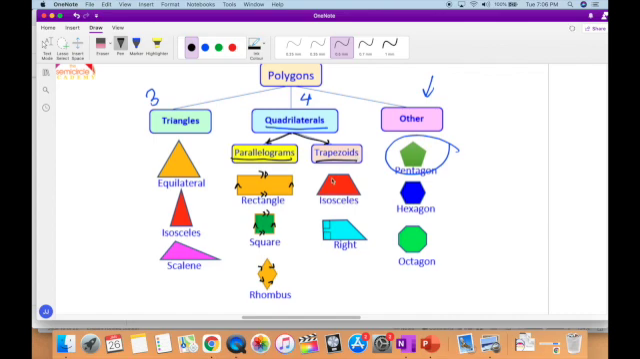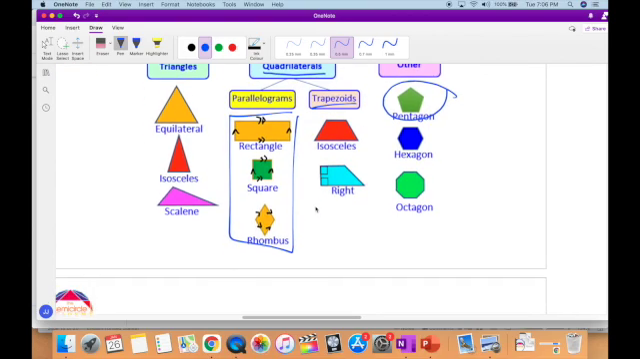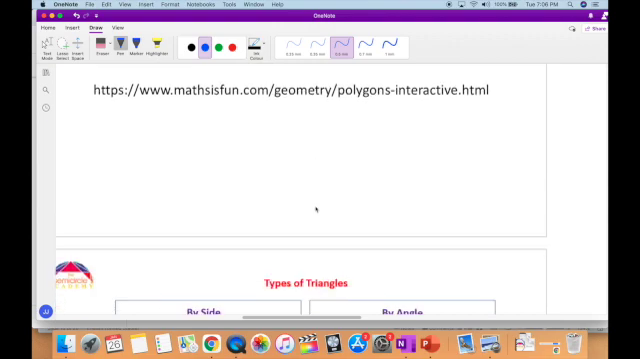Trapezoids. Trapezoids do not have all parallel lines. So these 2 lines might be parallel, but these 2 lines are not. So those are your trapezoids. So we have quadrilaterals, and the 2 types of quadrilaterals are parallelograms and trapezoids. And parallelograms have all parallel sides. Trapezoids do not. So now we're going to start to talk a little bit more about triangles.